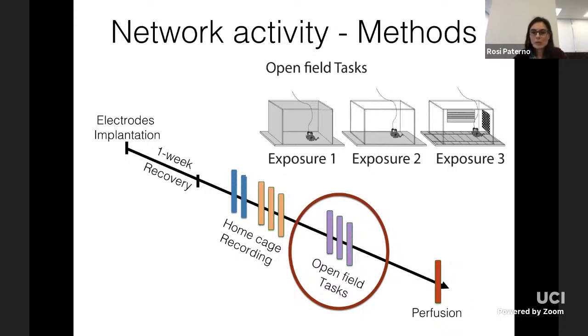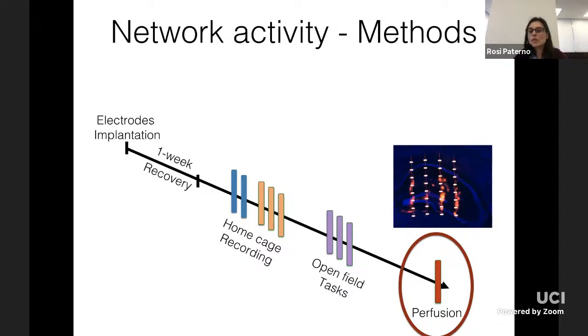After the experiments were done, we perfused the animal to identify the electrode's location. However, to precisely identify the electrode location with these silicon probes, not only immunohistochemistry has been used, but also different techniques, features of the local field potential to precisely identify the electrodes.